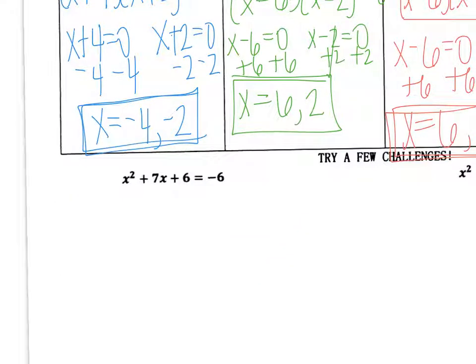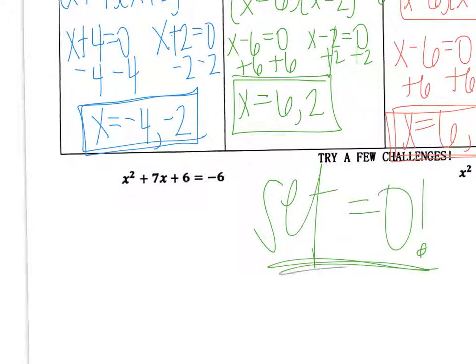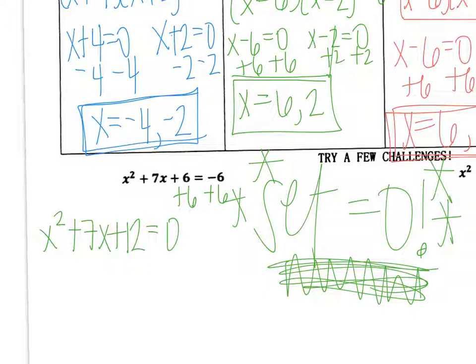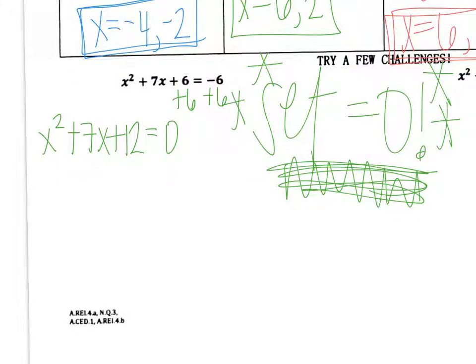Last thing, these challenges. All right, so if the equation is not set equal to 0, you need to do that. I would write that somewhere on your paper, put stars around it, put a box around it so that you don't forget that it has to be set equal to 0. So if it's not equal to 0, just move stuff. So this negative 6, if I can get rid of it, make that 0, that'd be good. So let's add 6 to both sides. Now I have x squared plus 7x plus 12 equals 0. Numbers that multiply to 12 but add to 7, I think are 4 and 3. So x plus 4, x plus 3 equals 0.